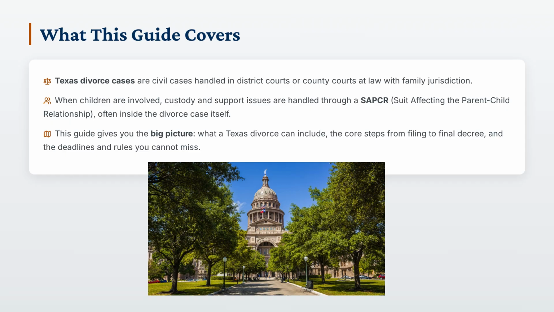Now, a Texas divorce is a civil case. It's usually in district court or a county court at law with family jurisdiction. And if kids are involved, custody and support ride inside the divorce through something called a SAPCR, which sounds like a printer brand, but it's really the suit affecting the parent child relationship.